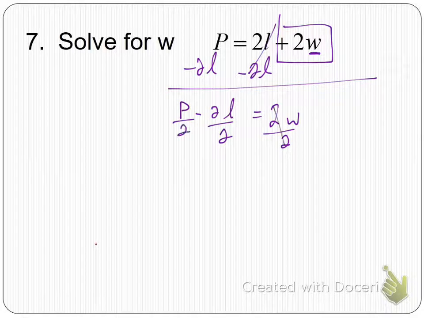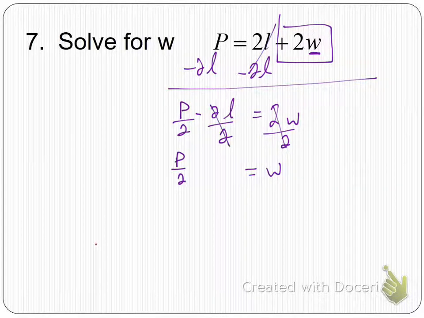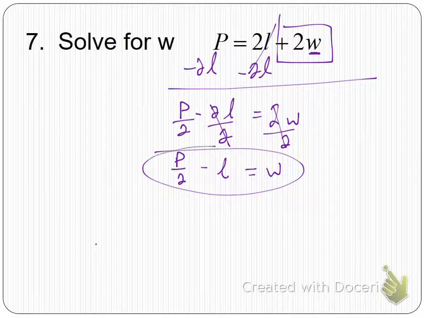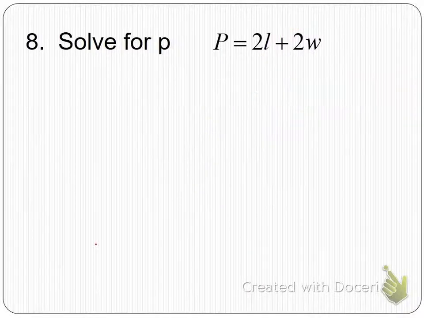Now, for the w, we've got to divide by 2 to get it by itself. So we just divide everything by 2. And we get w equals p over 2, which just stays p over 2. Now, the 2's here will divide out, so you get minus l. And that's what the perimeter formula for a rectangle would look like if you wanted to get w by itself.